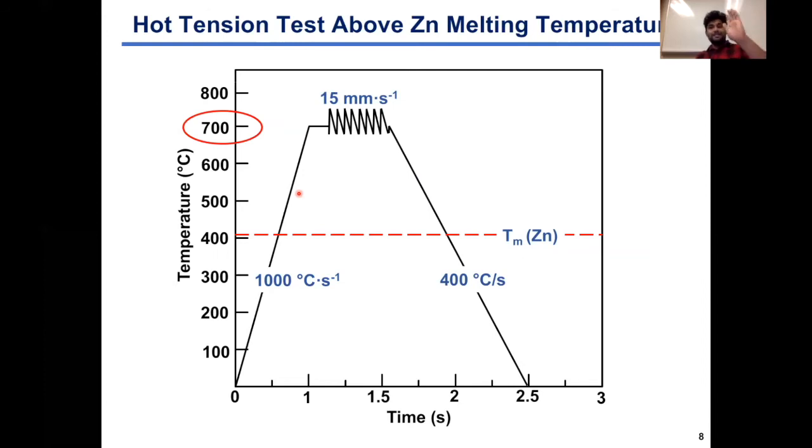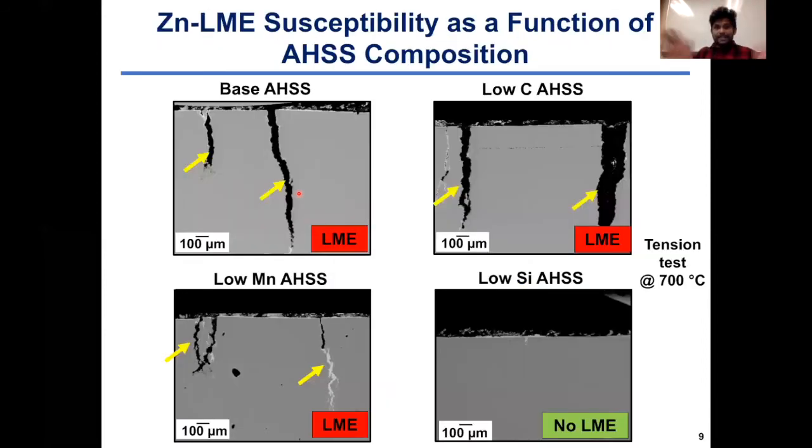So let us see. The next slide has the big reveal. Zinc LME susceptibility as a function of AHSS composition: we see that the base AHSS having the highest alloying content, the low carbon AHSS, and the low manganese AHSS all crack to similar extents. So likely the carbon content or the manganese content of the AHSS does not affect LME susceptibility.